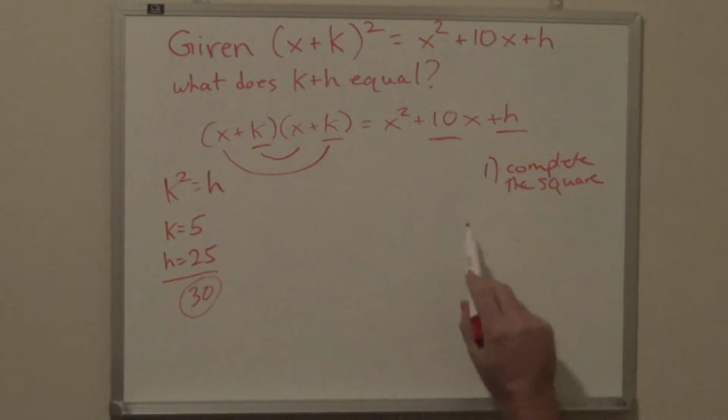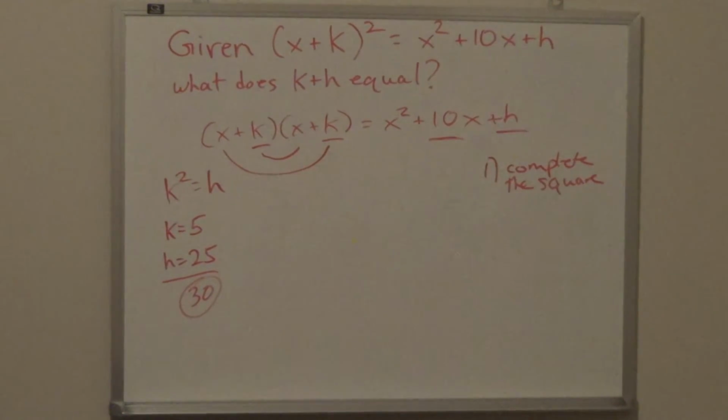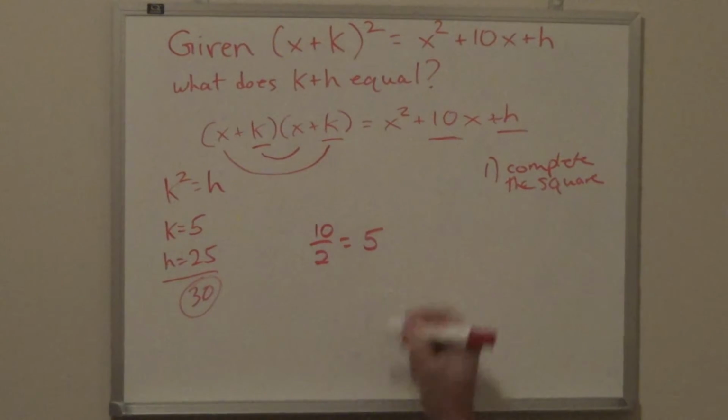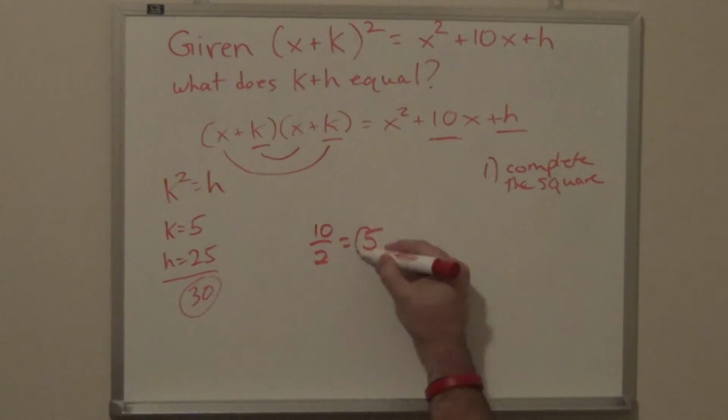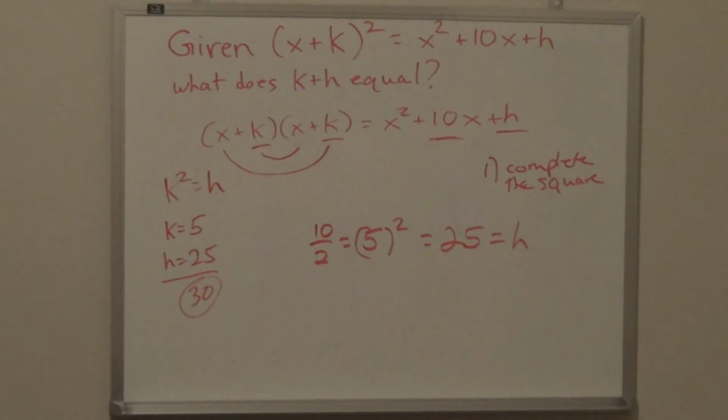If we want to complete the square, what can we do? Initially, just go here, right? Look at the coefficient in front of the x. Remember, we divide that by 2. So 10 divided by 2 is obviously 5. And then we square that. And when we square that, we get 25. And that gives us our h.